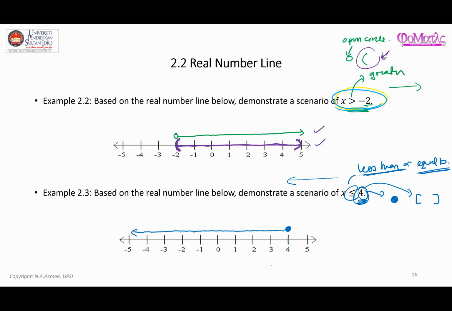Now if you want to use the bracket, it will be this square bracket. You can just draw the bracket right on this real number line, right on this position 4. So when you have a square bracket, it means the value here includes 4 as well. So we're going in this direction. So there you go. Those are two possible options for you to represent a certain scenario on the real number line.